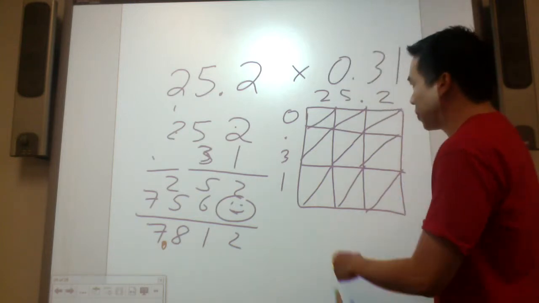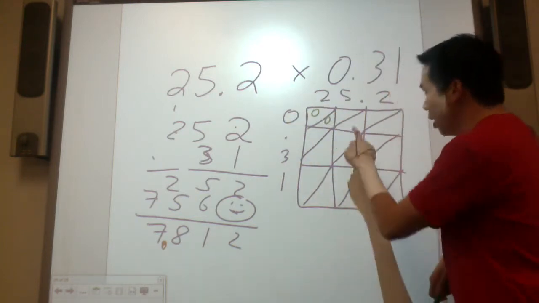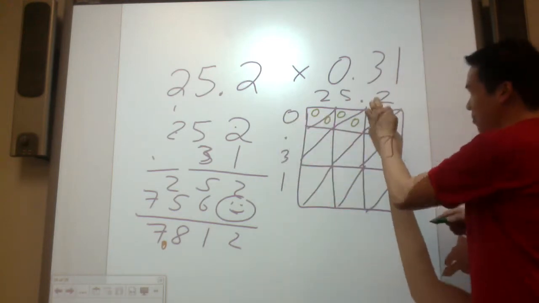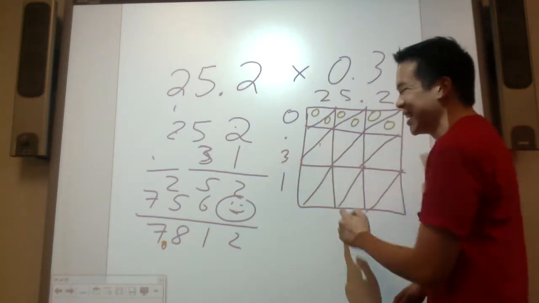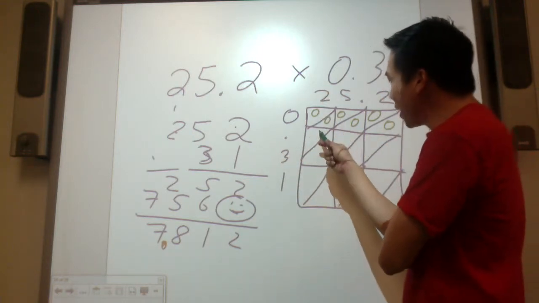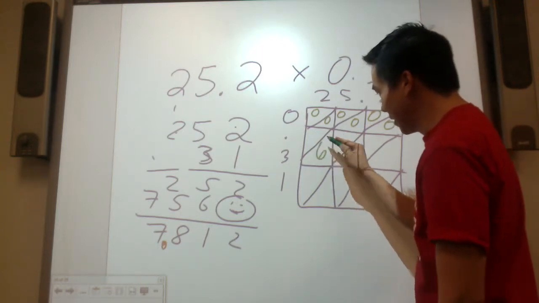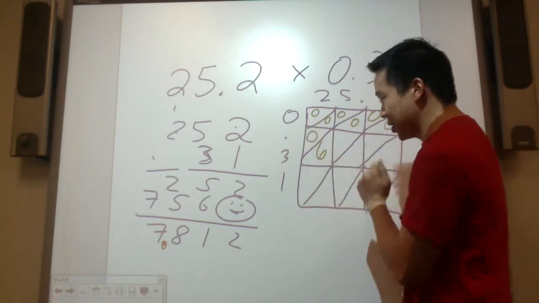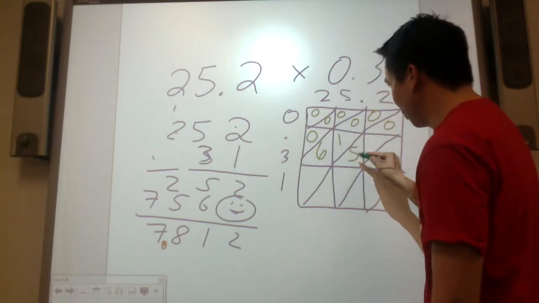So what you do is just multiply. What's 0 times 2? 0. What is 5 times 0? 0. What's 0 times 2? 0. What's 2 times 3? 6. But how do you write 6 here? The ones place is 6. The tens place is 0. Another way to write 6 is 0, 6. What's 3 times 5? 15.